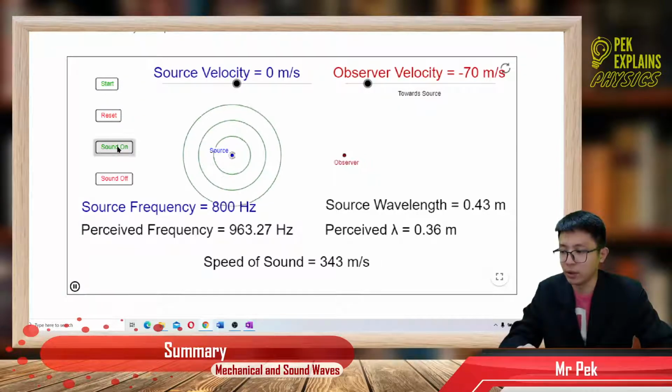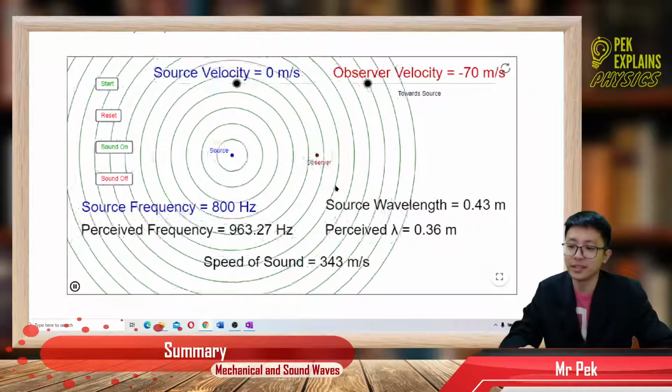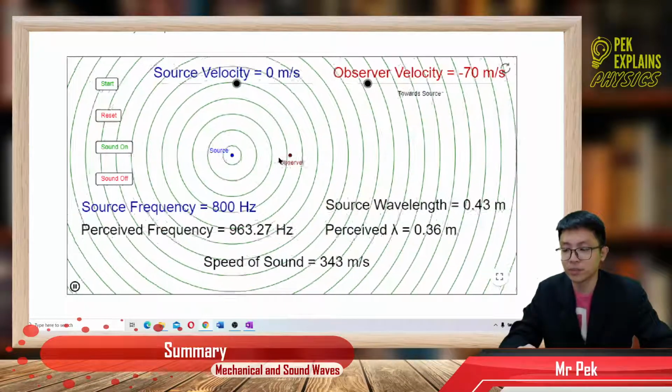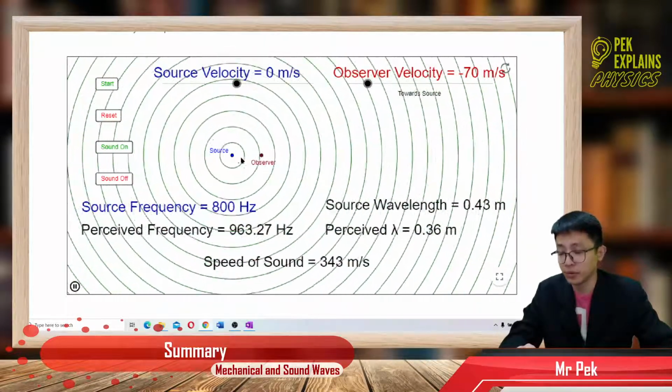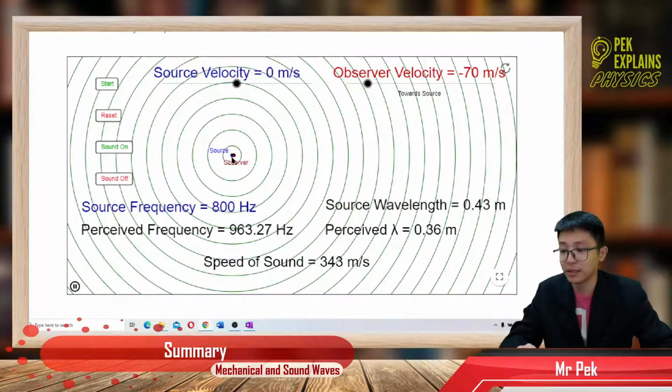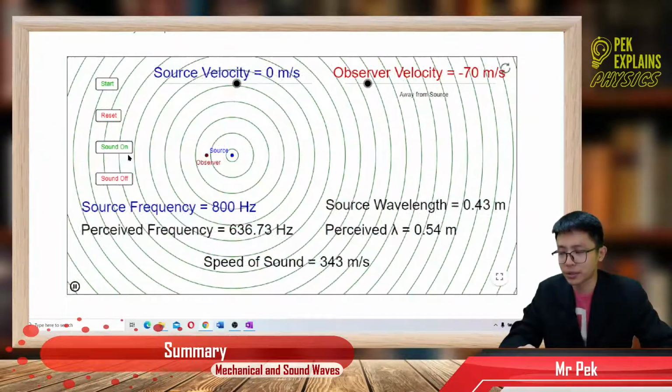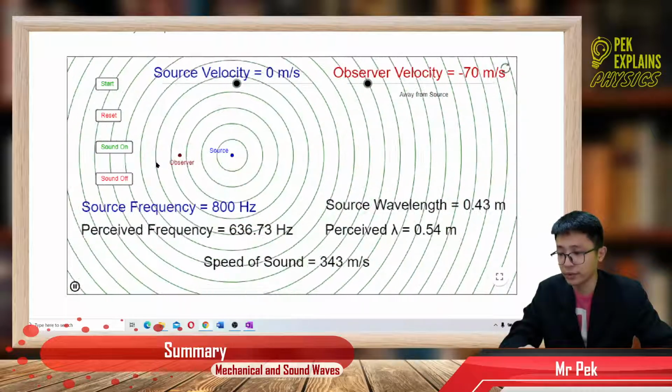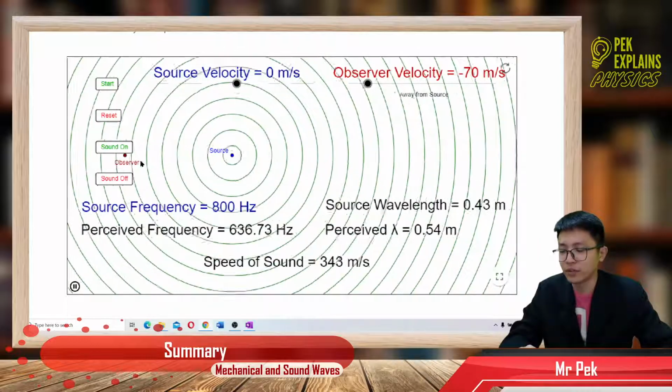See, when the observer is moving towards the source, you hear a higher frequency. When the observer is moving away from the source, you hear a lower frequency. You see that? Lower frequency.